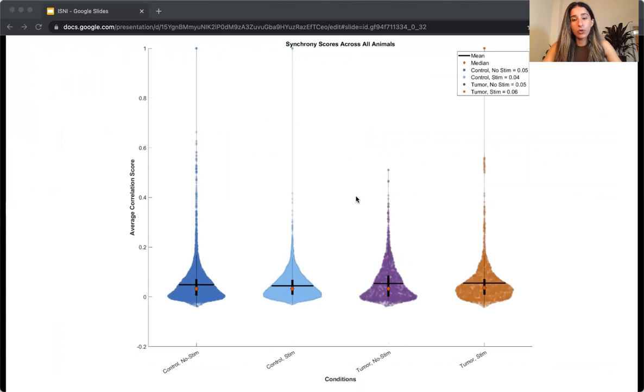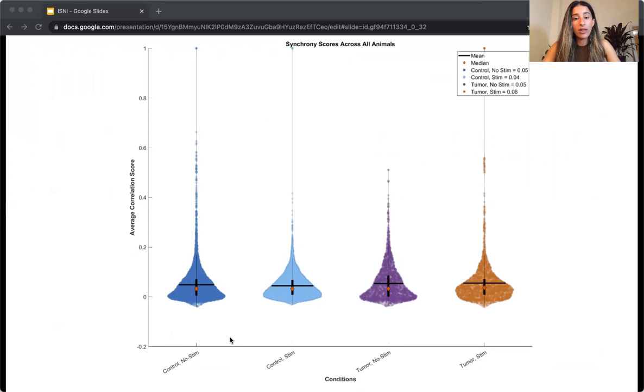Taking our recordings from the whisker barrel cortex, we expect to see some stimulus-evoked response. Looking at this graph, we have the average correlation score against the different imaging conditions. The 2 blue violin plots on the left are the control, or no tumor conditions, with no stimulation on the left and stimulation on the right.